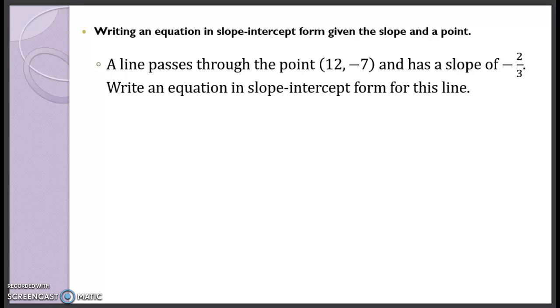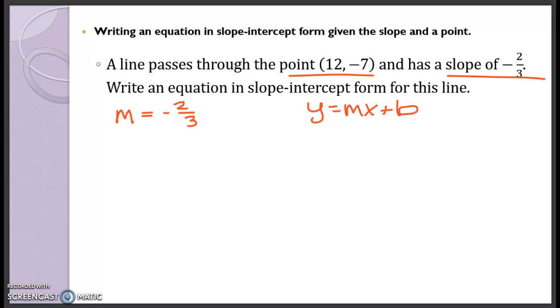Now, a problem could be worded slightly different, right? But the same concept applies. We have a point and a slope that are given. Okay, so we have m equals -2/3. That is our slope. And then we have a point (12, -7). What can we do with this point? Well, I know I want it in slope-intercept form. So in the end, I'm going to want it in y equals mx plus b.